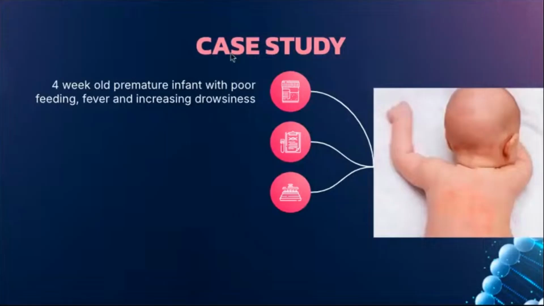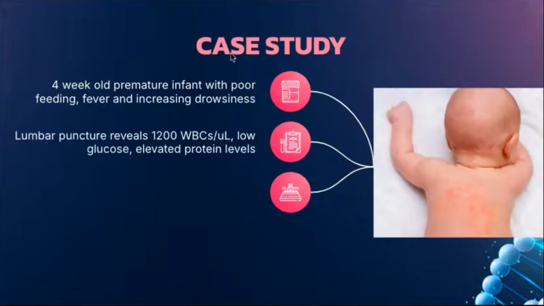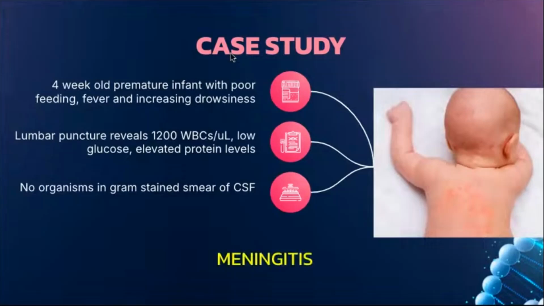This is a case study where a small premature infant has come into the emergency room with issues with feeding, fever, and is also very drowsy. Then you did a lumbar puncture, and it reveals that they have only 1200 WBCs per microliter. There's low glucose, elevated protein levels, and then you do a gram staining of the CSF and you see no organisms. And then there are other tests. Based on all the tests and everything that you look at, you can deduce that it is meningitis, viral or bacterial.